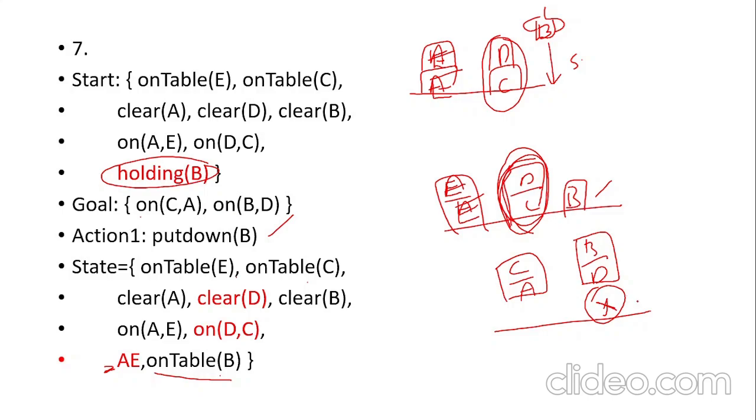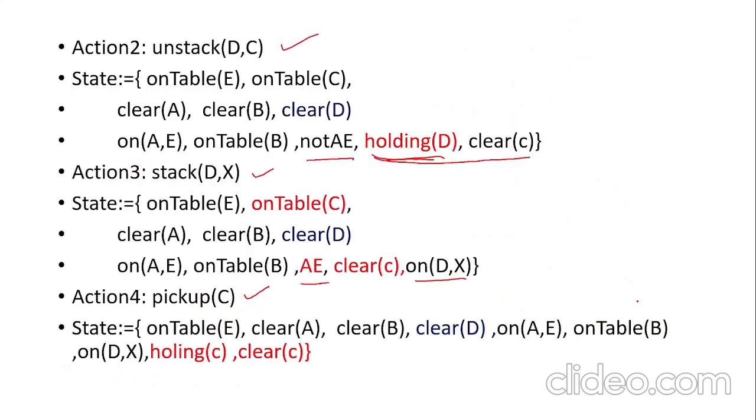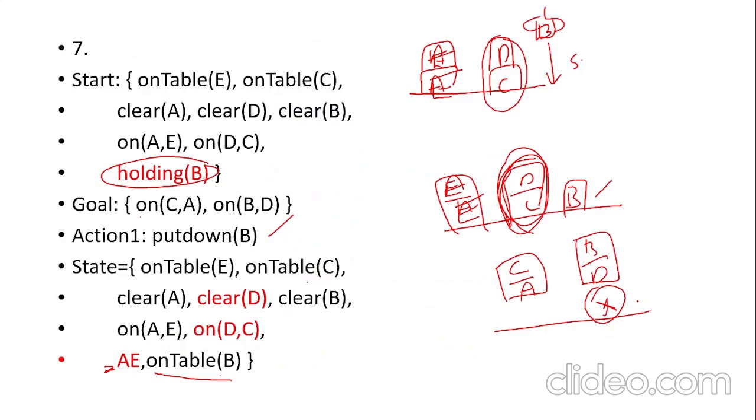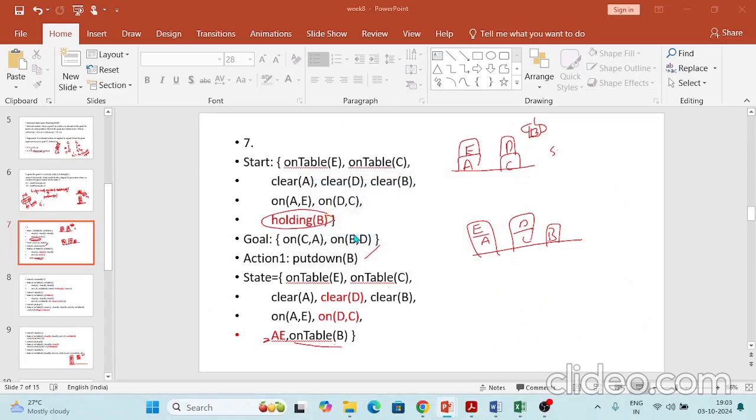Next, what is the next action we require? C has to be on A. Before doing stack C comma A, we need to pick up C, then stack C comma A. Next we need to keep B on D, so pick up B and next stack.